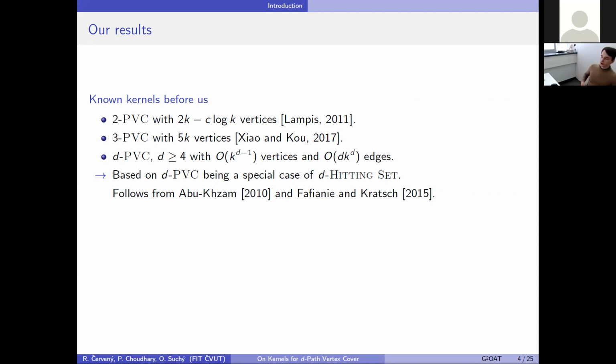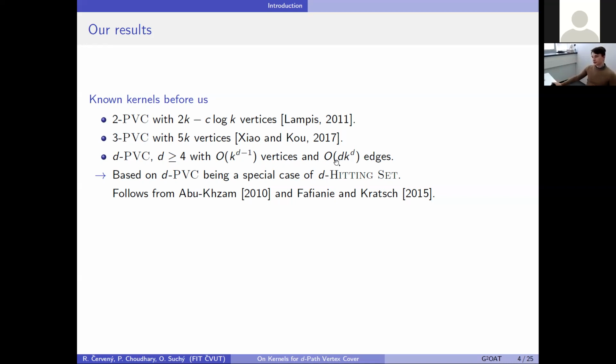Only general results were known, because the dPath vertex cover is a special case of a more general problem called d-hitting set. So as you can see, the best thing that was known before us for d-PVC with d greater than 4 was that there were d times k to the d edges in the kernel. Yes, in the reduced instance, there were this many edges.